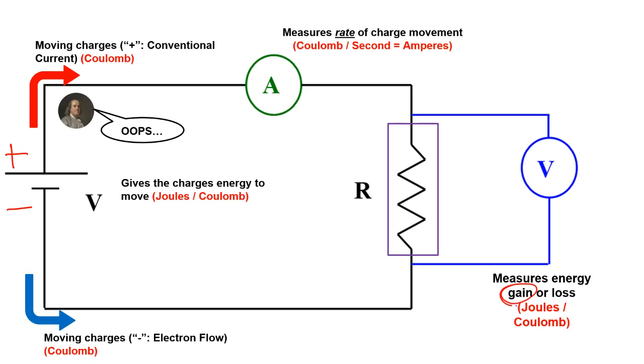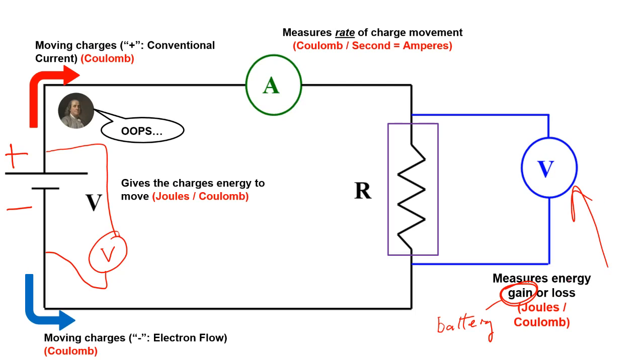So when we're talking about gains, this will be electrons that are traveling through a battery. For instance, we could put another voltmeter across this battery like so, and that would measure the energy gained by each coulomb. This voltmeter that's over on the side here is measuring the energy loss, energy lost going through a resistor.